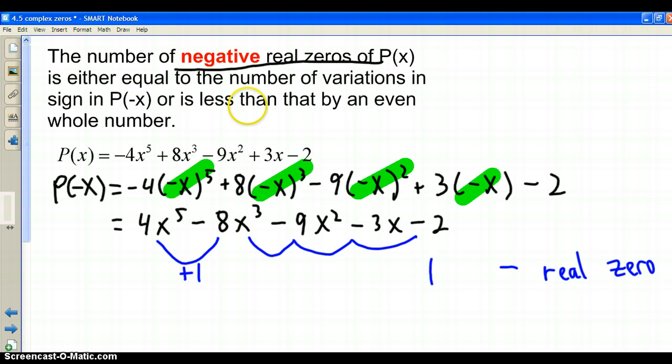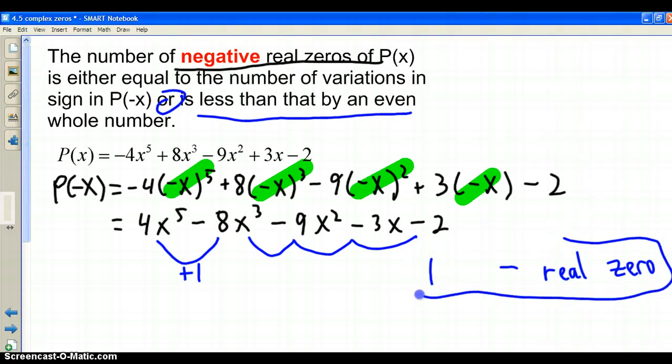Now it says or less than that by an even number. Well, if I subtract 2 from 1, I get negative 1, and that's no good. There's really no sense in figuring that out. There's no negative number of real zeros. You could have 0 at the least, and then you could have a maximum of 1 in this case. So you actually have just 1. This is the only possibility of negative real zeros.